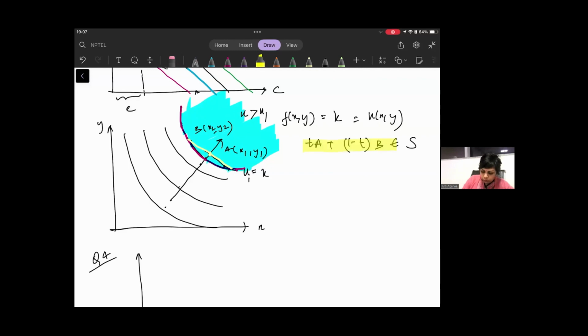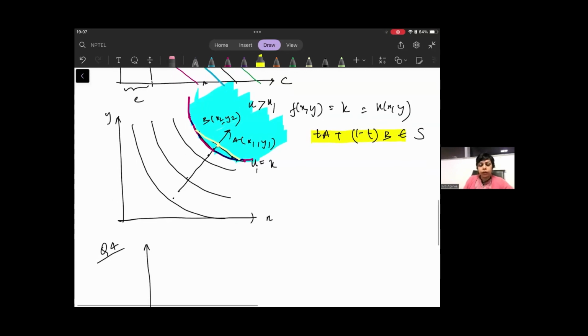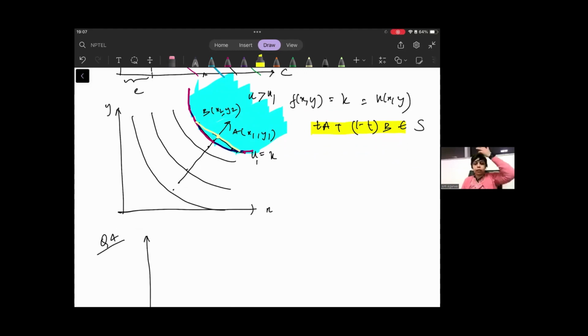It is this line, right? T times A plus 1 minus T times B. And what convexity implies is that any bundle on this line is preferred to any bundle on this pink indifference curve. There is an entire video in which Professor Vimal has explained this very rigorously in terms of set theory. I'm not spending too much time on that because that proof is already there. You can refer to it if you want.